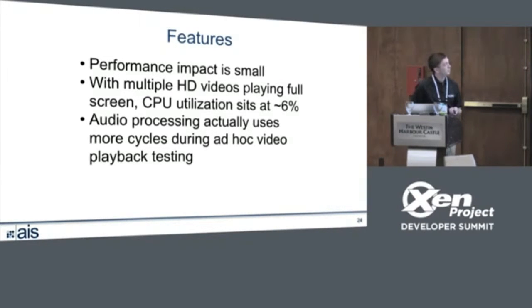Our performance impact is relatively small when we're running multiple screens with multiple HD videos. We're mostly hitting the CPU 5 or 6%. And that scales down. The less you're doing, the less that's changing, it scales down accordingly. We have a parallel task right now where we're working on audio processing to bring that utilization down also.